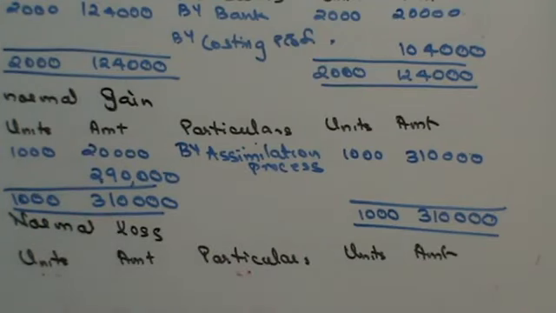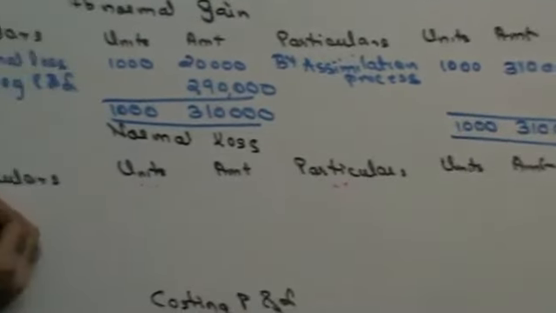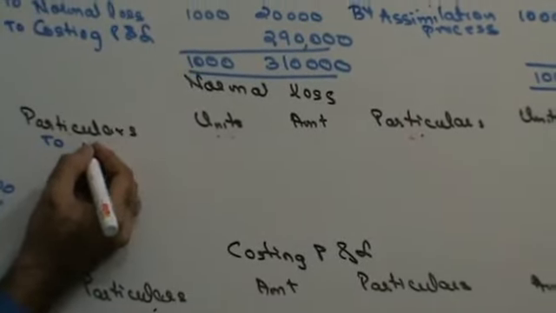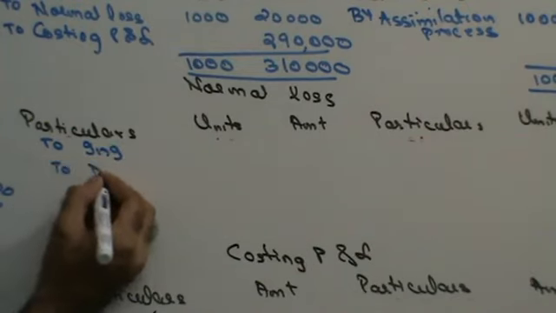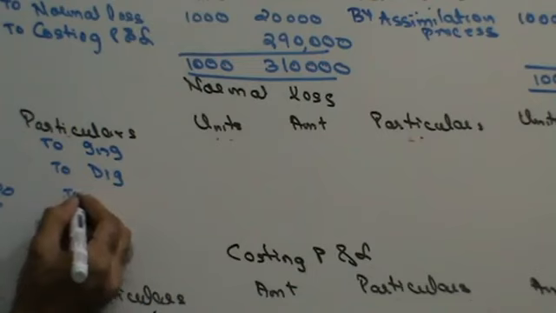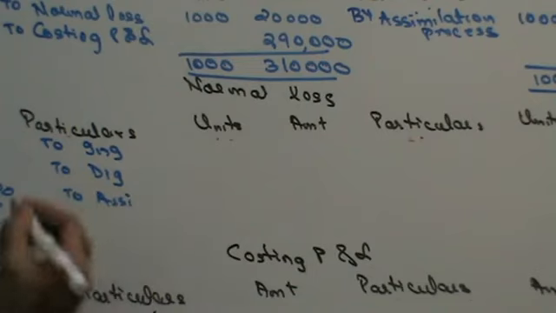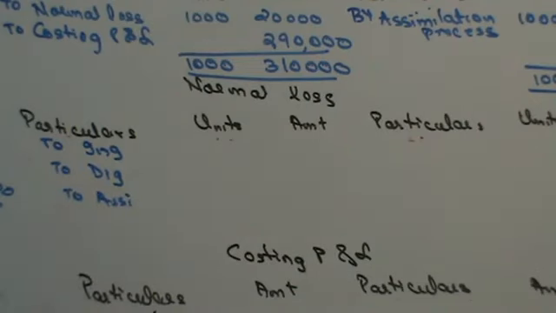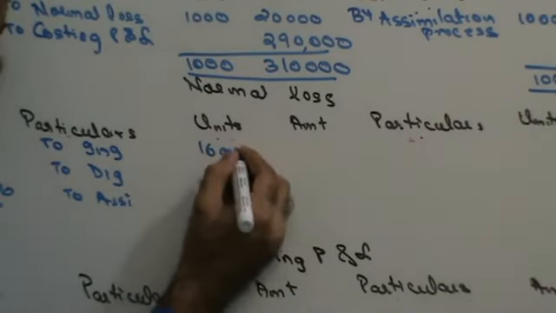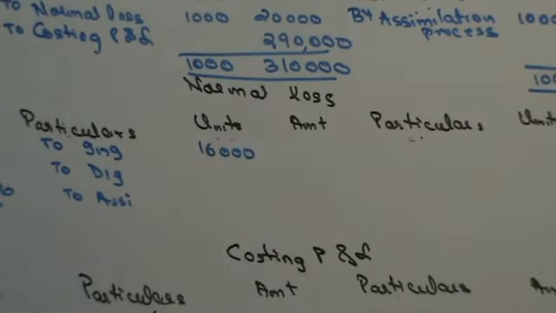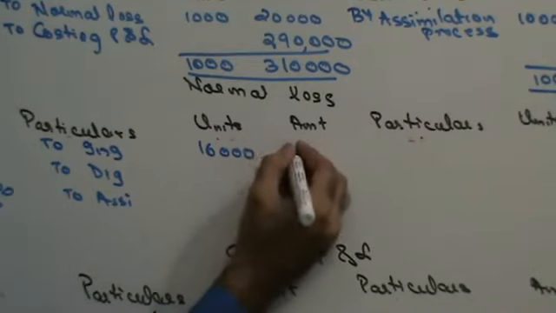Normal loss. You have normal loss in all the 3 processes. To ingestion, to digestion, to assimilation. Right? For ingestion process, your normal loss was 16,000 units, and that was 1,60,000 rupees.